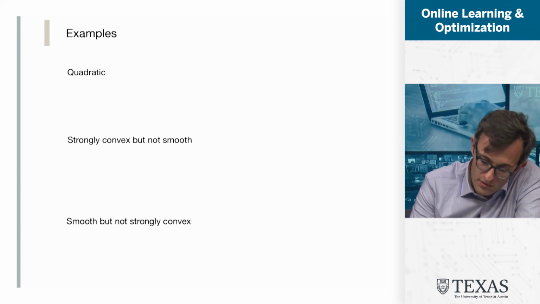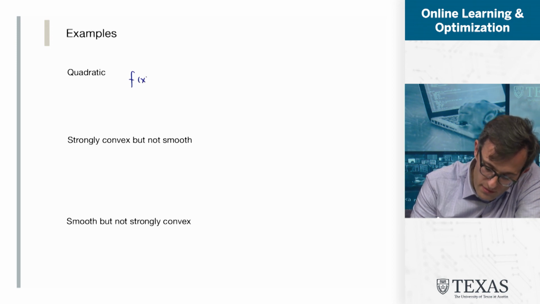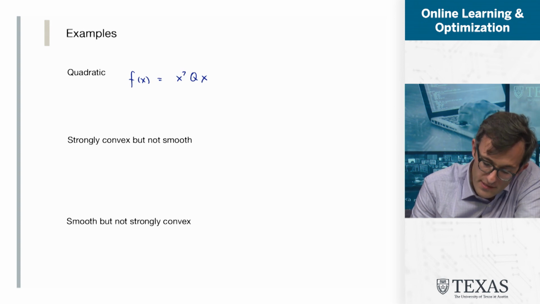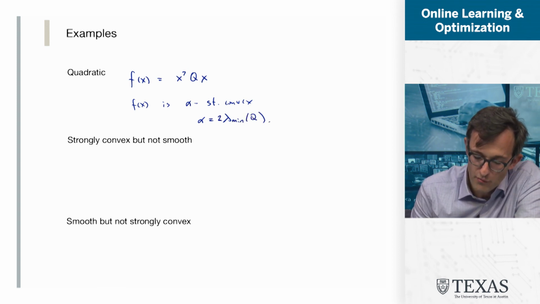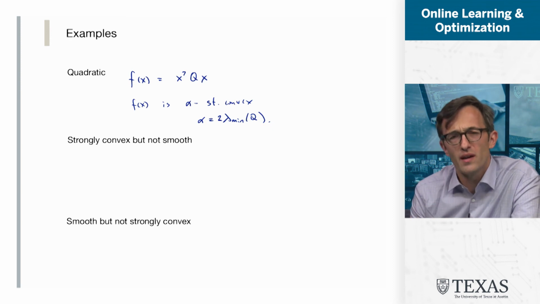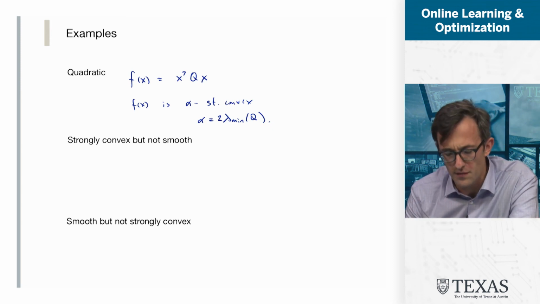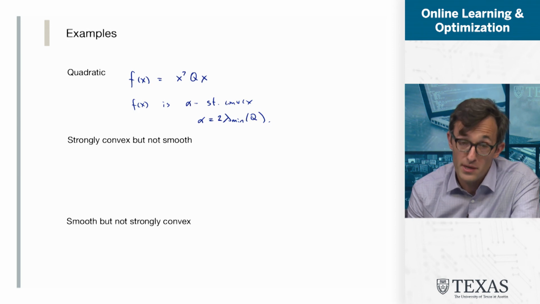So we've seen the quadratic example for smoothness. In this case, f of x is alpha strongly convex, where alpha is equal to twice the smallest eigenvalue of Q. We've been talking about strong convexity, and everything I've drawn has been smooth and strongly convex, but it's possible to be strongly convex but not smooth.